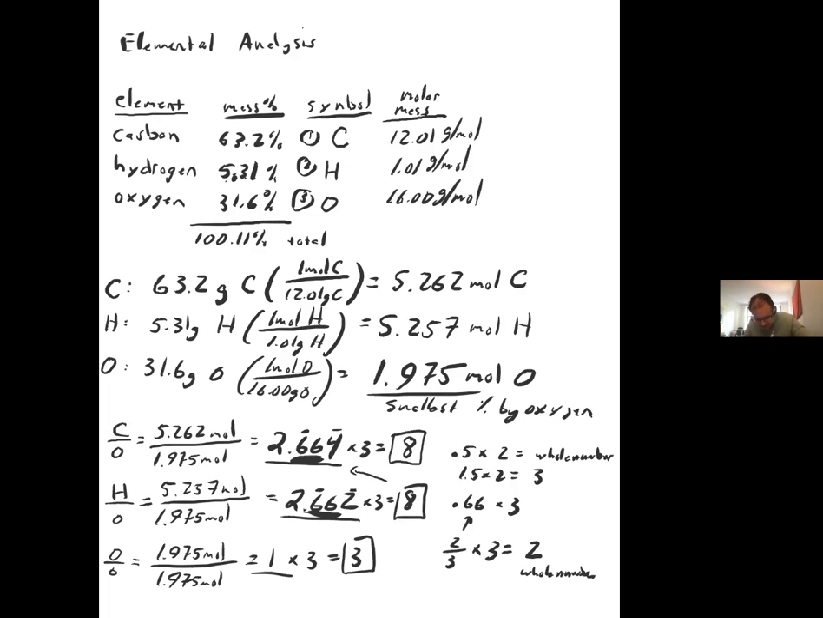So C, this becomes the subscript 8. H, this becomes the subscript 8. And then O, that becomes the subscript of 3. So there's your empirical formula.